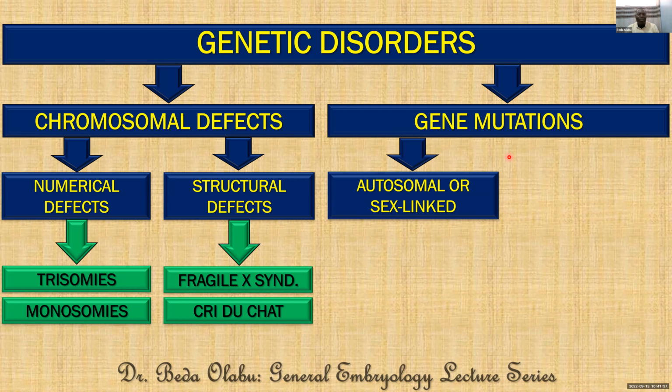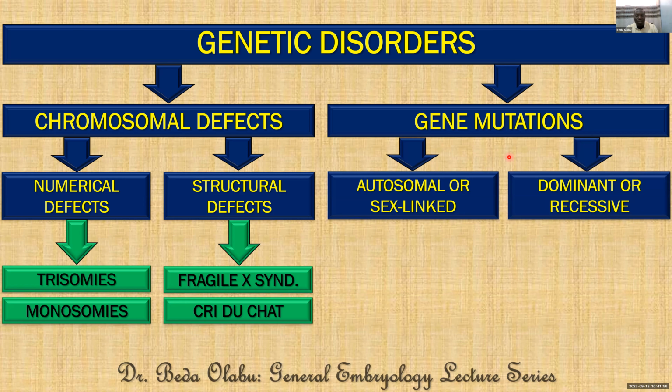Gene mutations can either be autosomal disorder, if the gene is housed by the first 22 chromosomes, or sex-linked disorder if the gene is housed by the 23rd pair of chromosomes. We can also classify gene mutations as being dominant or recessive. Dominant means that you just need a single inheritance, either from the mother or the father, for it to show. And recessive means that you must inherit it from both of your parents for it to show. So you have dominant disorders and recessive disorders.